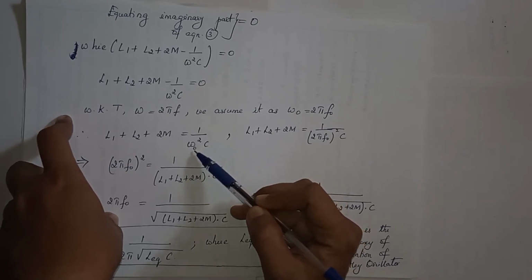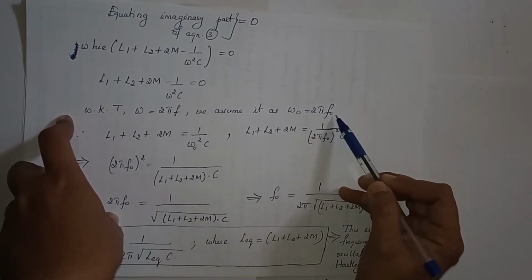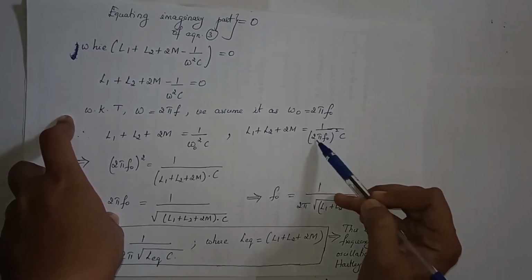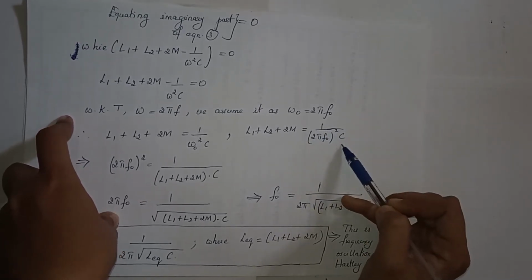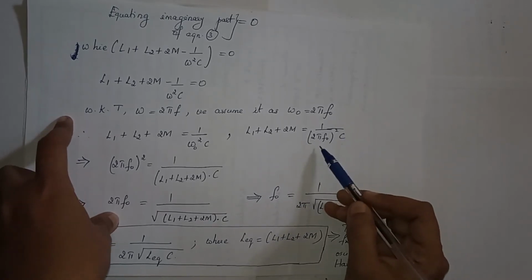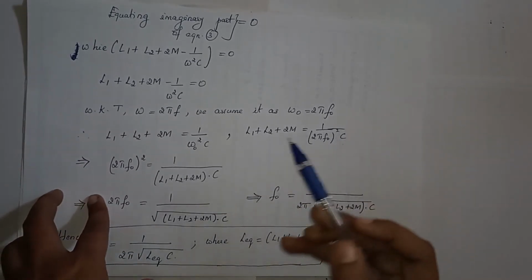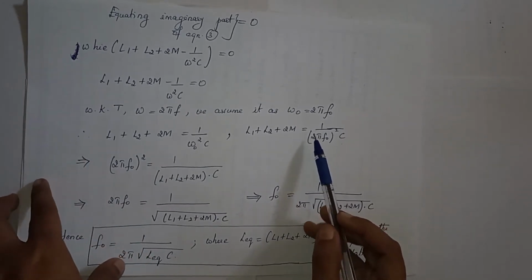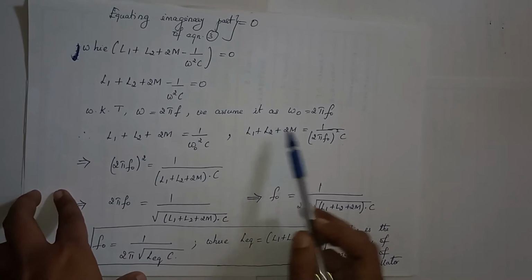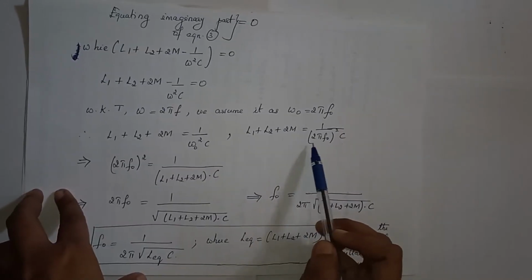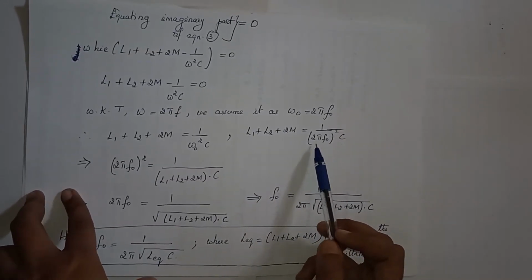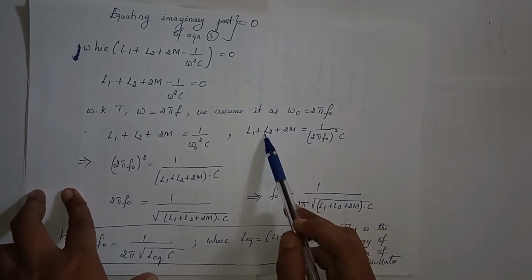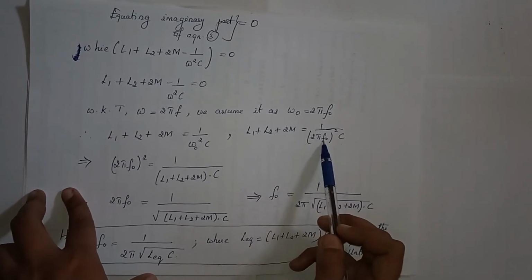If I substitute the value of omega naught as 2 pi f naught, I'll be getting the value on my right hand side as 1 by (2 pi f naught) the whole square into C. Because you need to find the frequency of oscillation, you keep the term 2 pi f naught in the numerator and bring the other terms to the denominator. Just rearrange the equation so that you can find the value of frequency of oscillation. I've brought this value to my left hand side and this value down to the right hand side denominator.